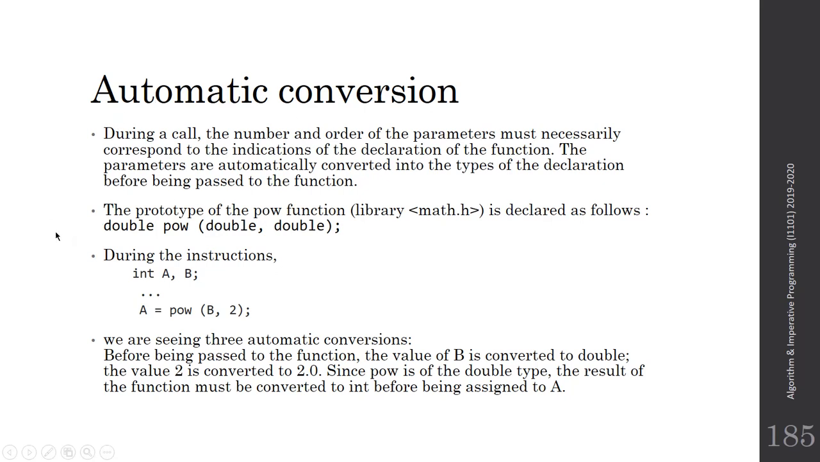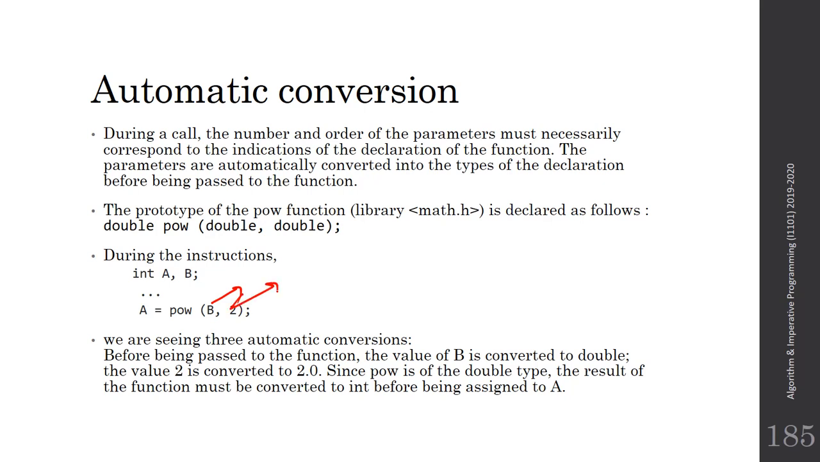So we know that the prototype of the function power takes 2 doubles and returns 1 double. So if a and b are of type integer, we know that power takes double and returns a double. So b would be promoted to double. So the value of b would be promoted to double. 2 will be converted to double. It's equal to 2.0.